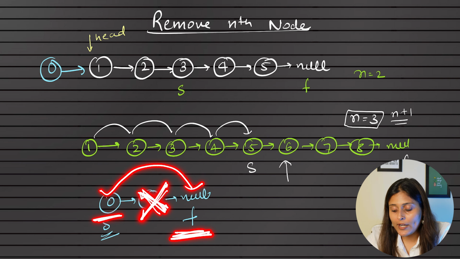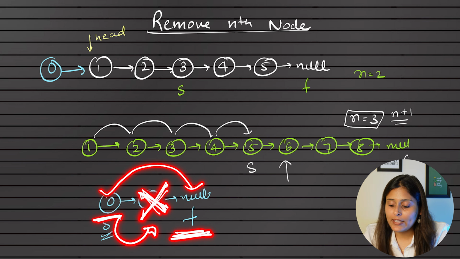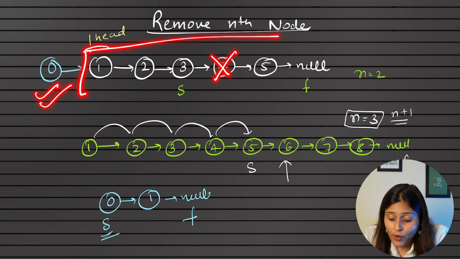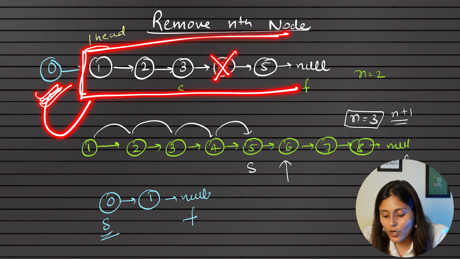We will return slow.next because the question asked for the head pointer. So in this case, when you delete 4, you cannot return the dummy node itself, correct? From 1 onward the linked list should be returned. So we will return dummy.next.